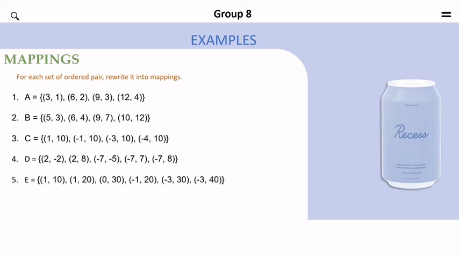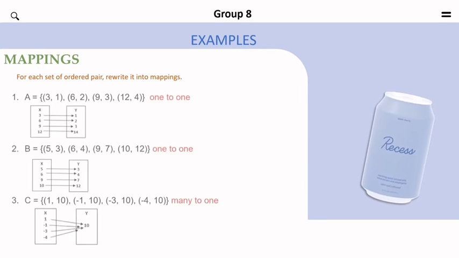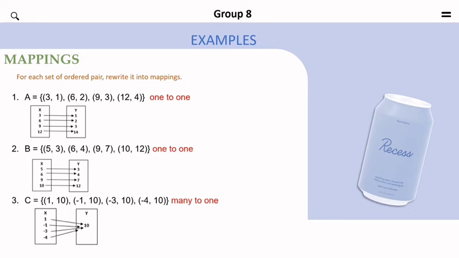Now we will see the correct answers. Here are the correct answers. Number 1 is 1 to 1. The x is 3, 6, 9, and 12, while the y is 1, 2, 3, and 4.